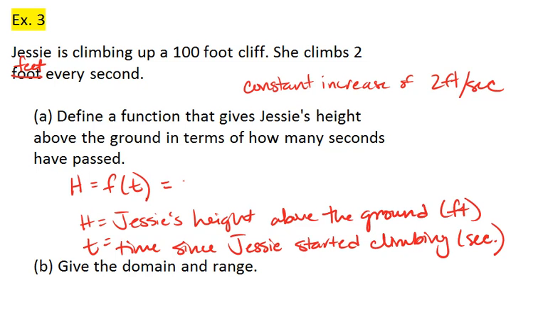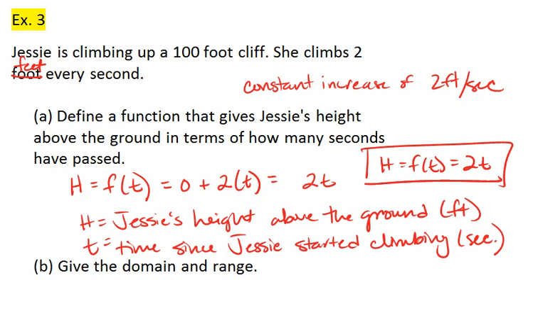Alright, Jessie starts at 0 feet and she's adding 2 feet every second. So our final function is h equals 2t. H, which equals f of t, equals 2t.